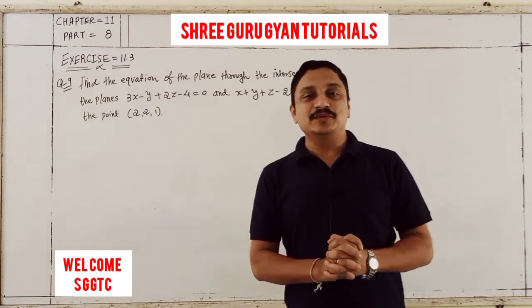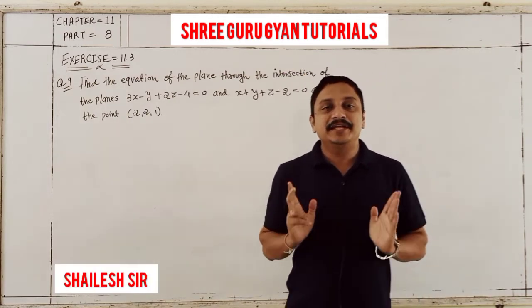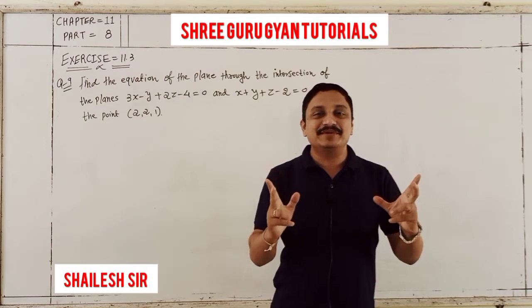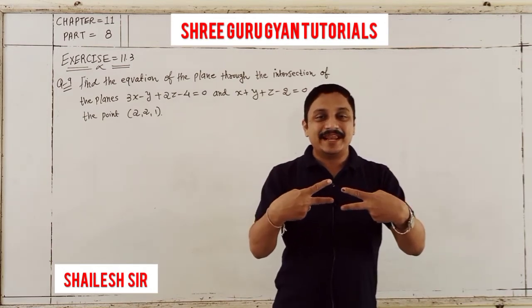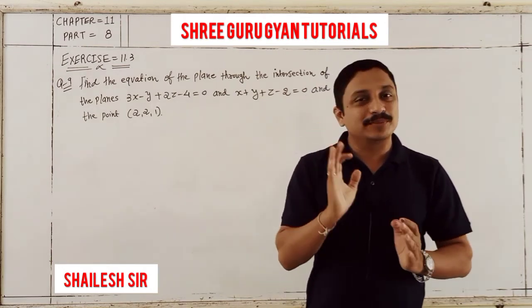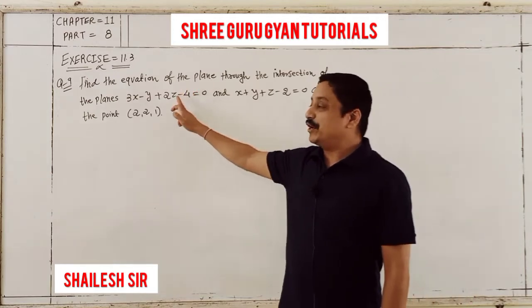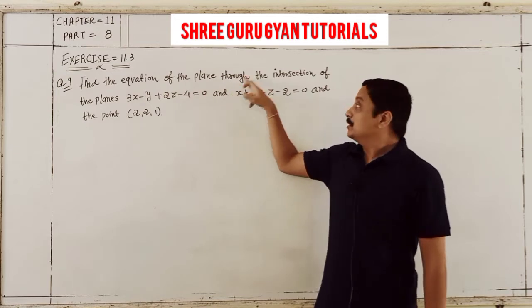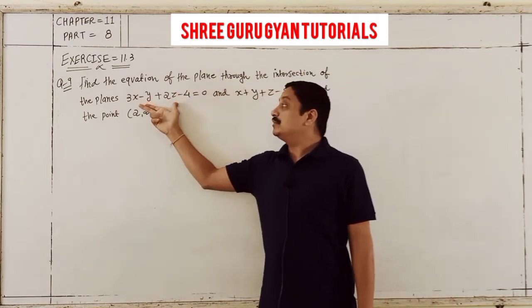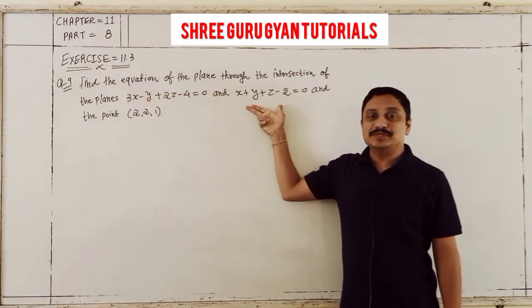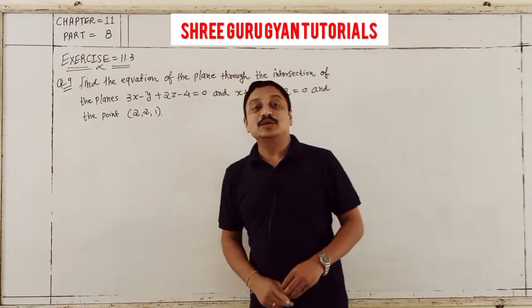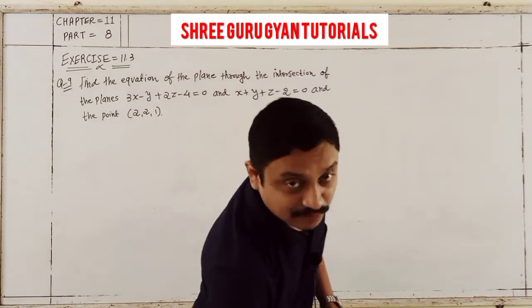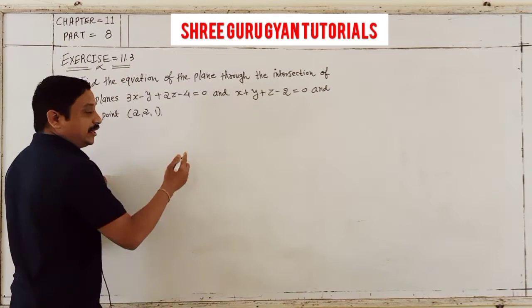Students, today I continue with the plane derived from the intersection of two given planes and passing through one of the points. Exercise 11.3, question 9: find the equation of the plane through the intersection of plane 1 and plane 2 and passing through the given point (2, 2, 1). First of all, I will take our drawing in this way.